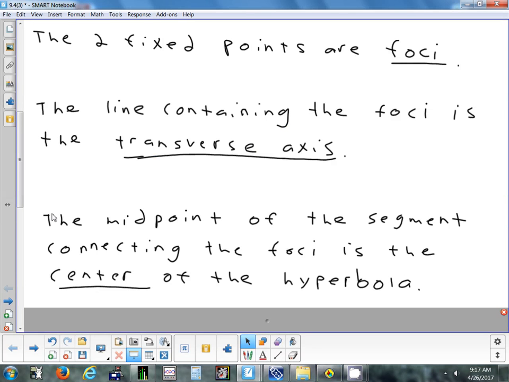If you connect the two foci and find the midpoint, that's the center. This statement is the exact same thing I wrote down for an ellipse yesterday. Exactly the same thing. The midpoint of the segment connecting the foci is the center.